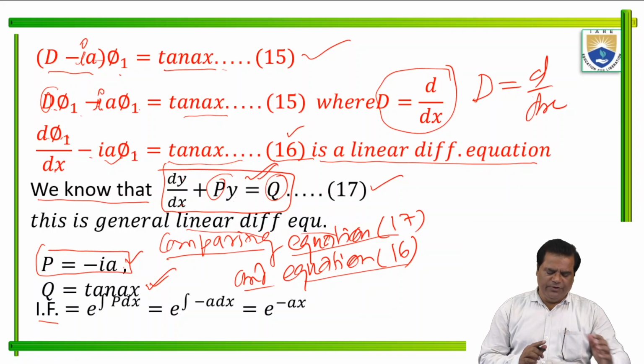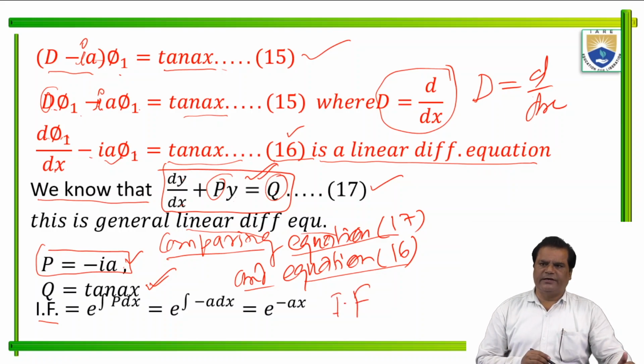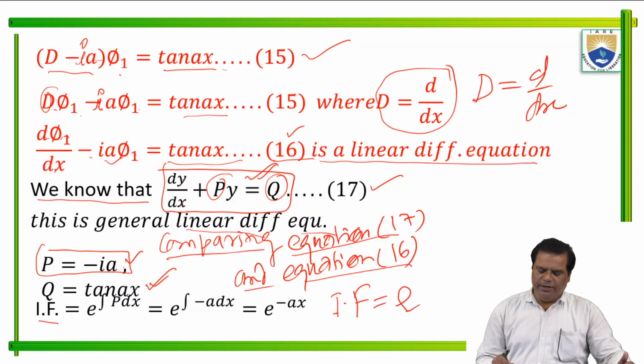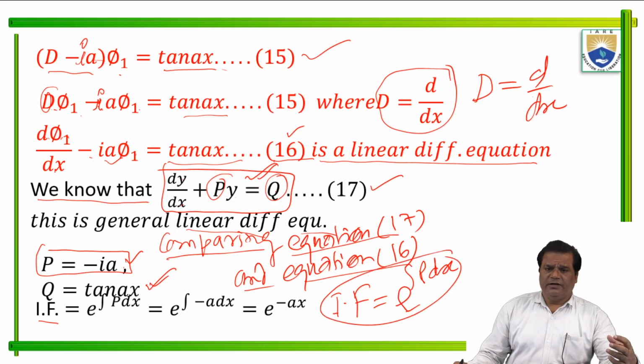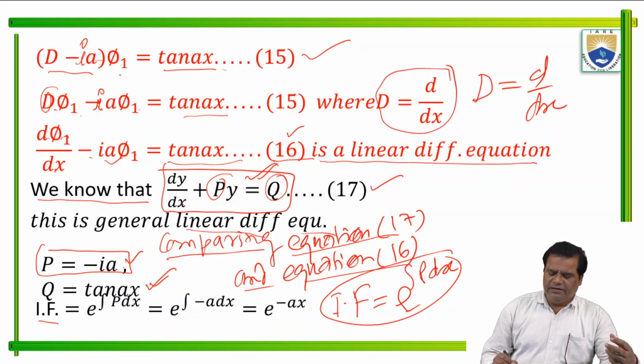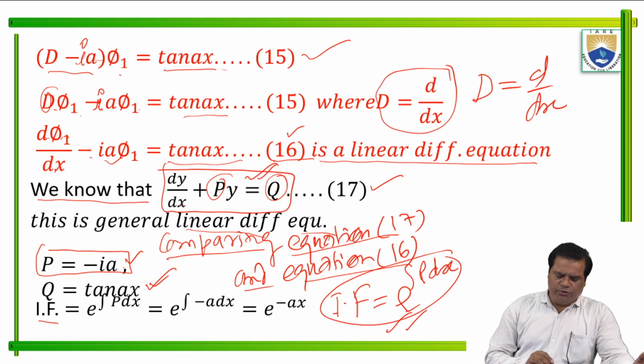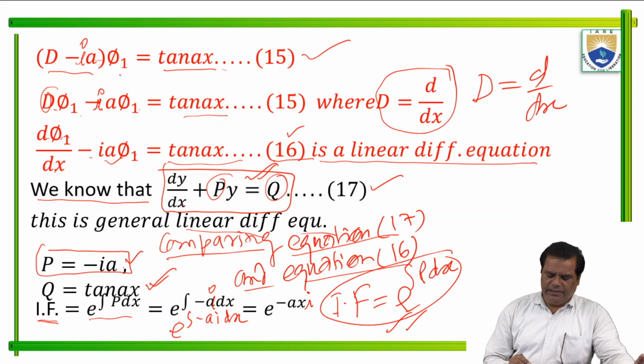First of all, we find the integrating factor, IF. IF is e to the power integral P dx. This is the formula of the integrating factor. When we discussed the linear differential equation of first order and first degree, we proved this formula in our lecture. So IF is e to the power integral of minus iA dx, which gives IF equal to e to the power minus iAx.